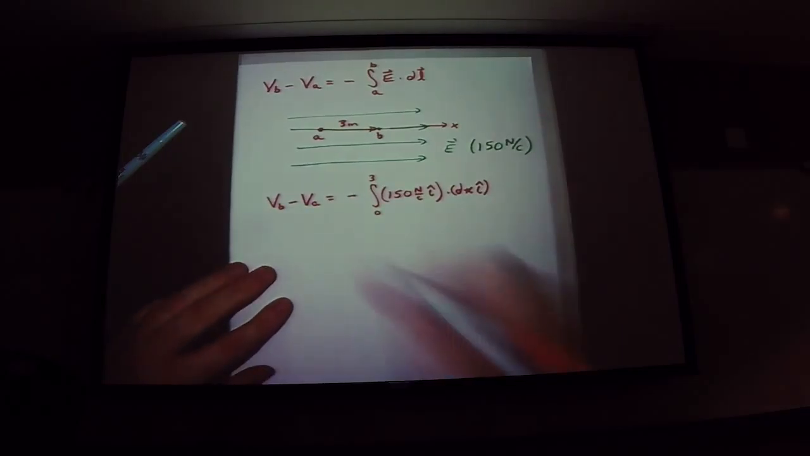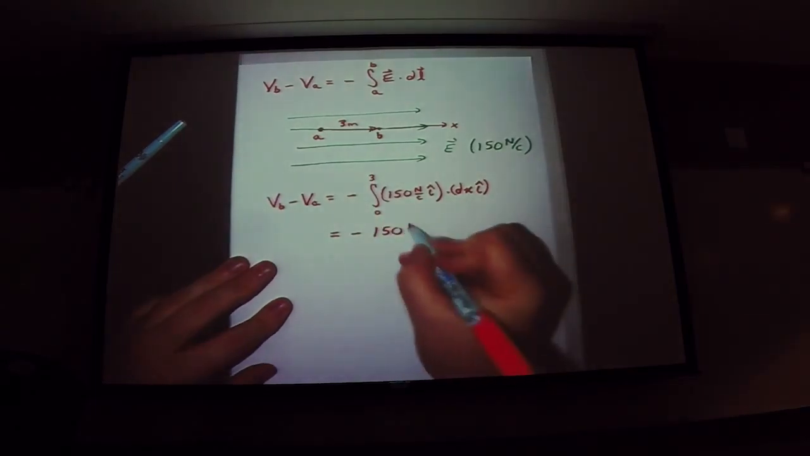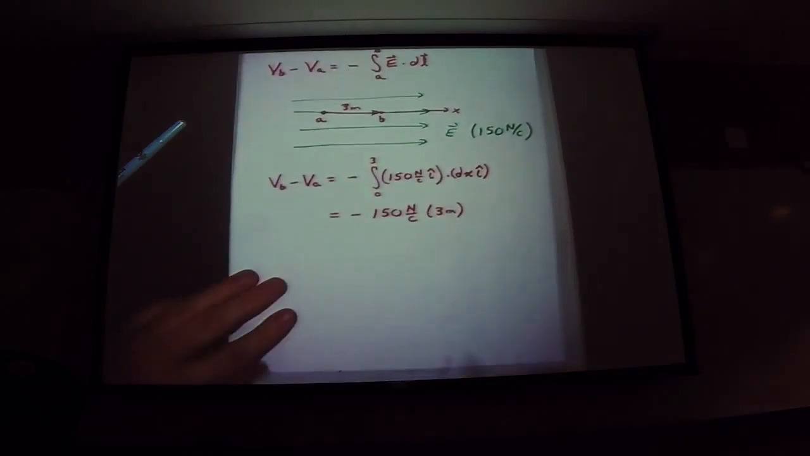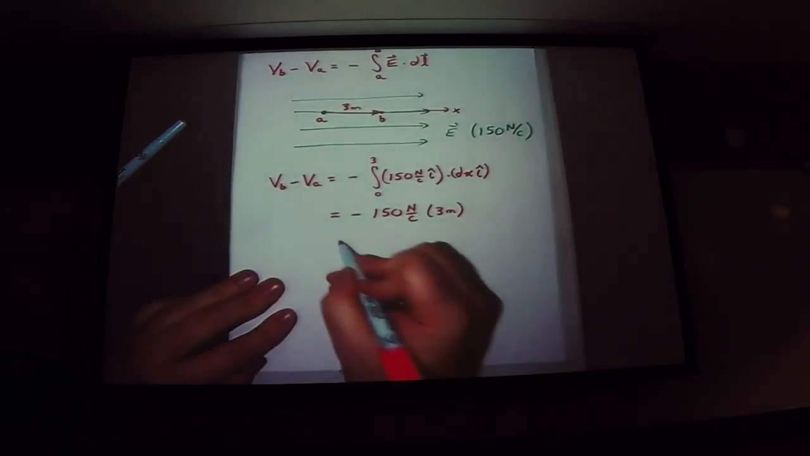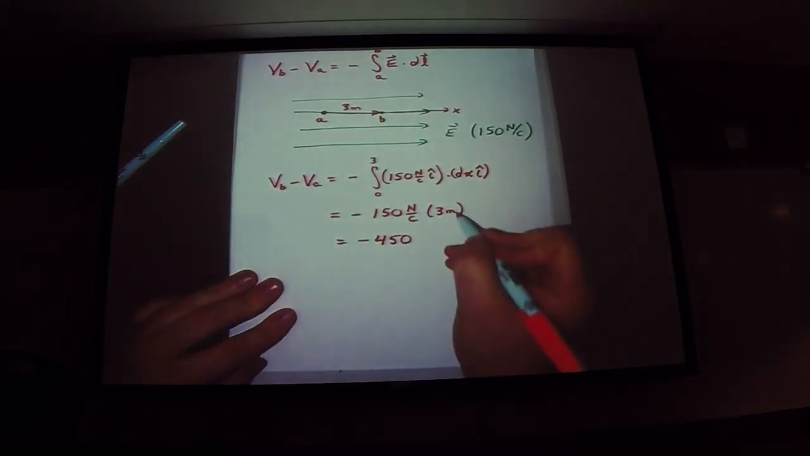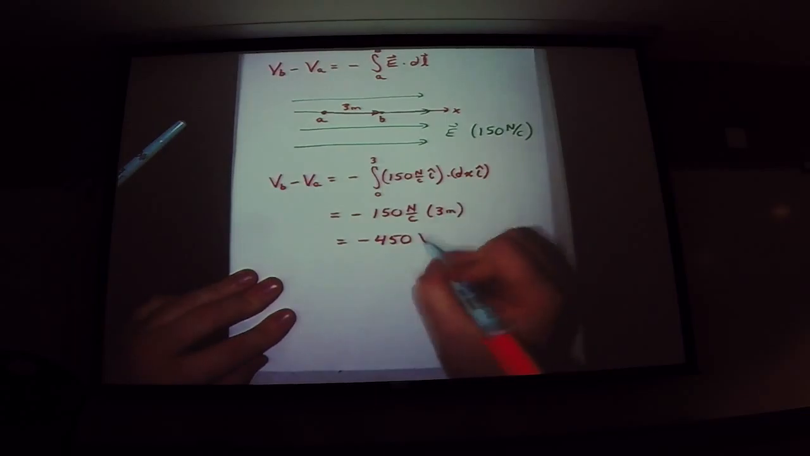So this turns out to be negative 150 newtons per coulomb multiplied by 3 meters, which is negative 450 newton meters. A newton meter is a joule, divided by coulomb is a volt. So it's negative 450 volts.